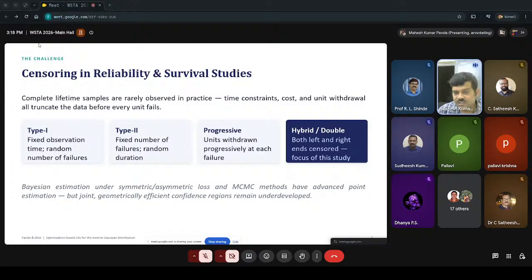In the literature, as I said, Bayesian estimation has been discussed for both symmetric and asymmetric loss functions, and MCMC techniques have been used. However, joint and geometrically efficient confidence regions have not been discussed.